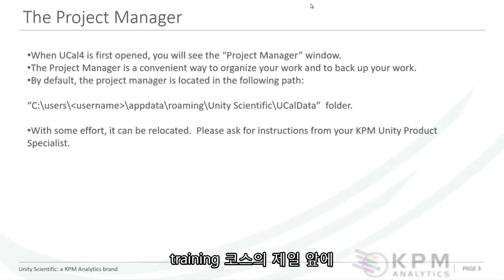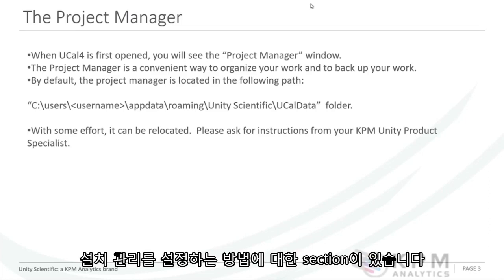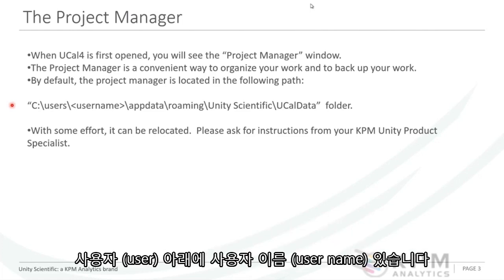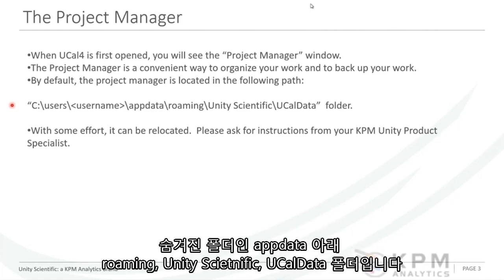At the top of the KPM Academy, at the top of the UCal 4 training course, there was a section of how to set up your UCal 4 installation for this course. If you've done that, you already know a little bit about the project manager and how it's set up. The project manager by default is set up in this directory where the laser pointer is. So it's on your C drive, it's under users, then your username when you log into Windows. It's a hidden folder called App Data, then Roaming, Unity Scientific, UCal Data folder.